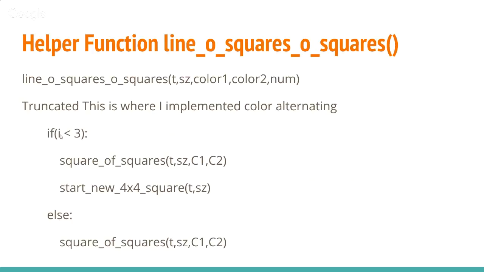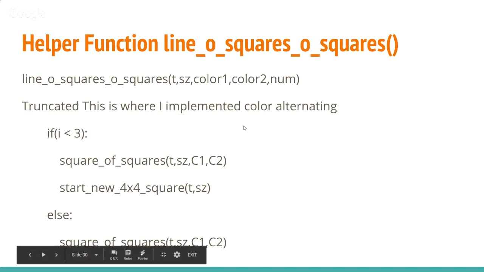But however, it was in a for loop. If I is less than 3, the square of squares is called. Start new 4x4 square reset. Right here, that function was positioning. And then else we call the square of squares.